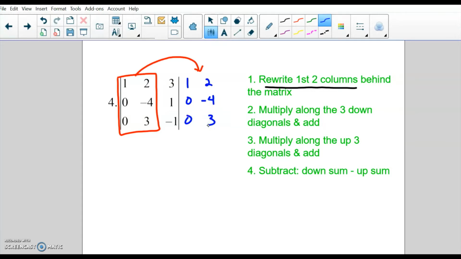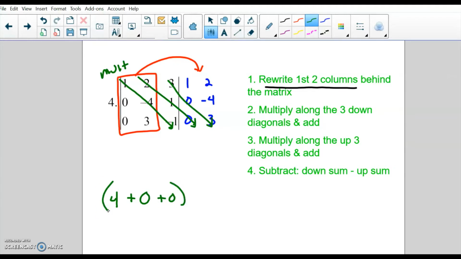Now we're going to multiply along the 3 down diagonals, and we will add those numbers together. So that means to take the 1, the -4, and the -1, and multiply them. 1 times -4 times -1 is 4. Then we go down the next diagonal: 2 times 1 times 0 is 0. And 3 times 0 times 3 is also 0. So those three numbers added together come to 4.